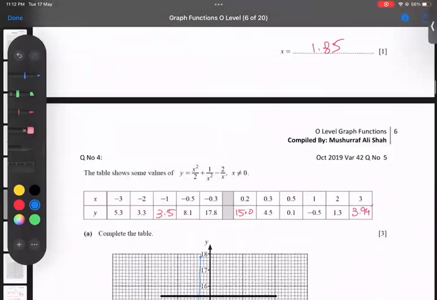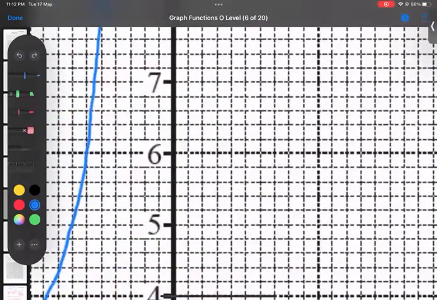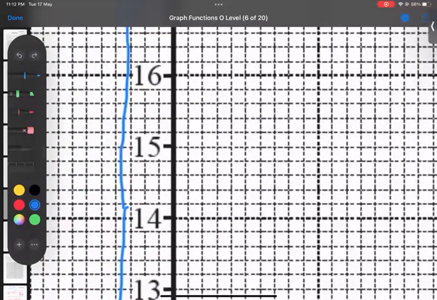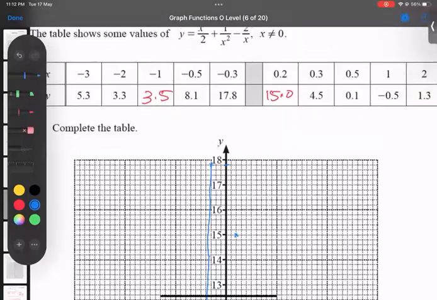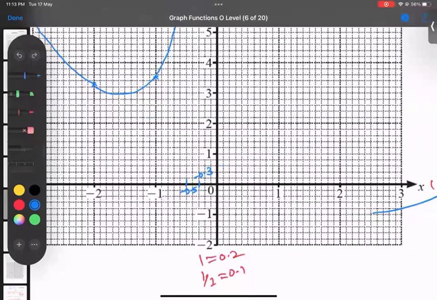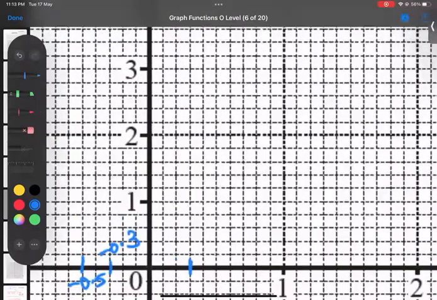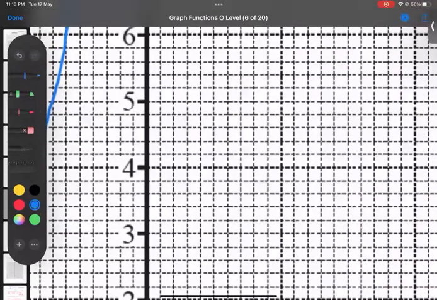Let's start the other one. The other index is 0.2 and 15. So 0.1, 0.2, so 2 boxes here. And 15, 15 is where? 15, so it means this point. So 0.2, 15. Then 0.3 and 4.5. 0.3 is where? It's 1, 2, 0.3 is here. And 4.5 is here.